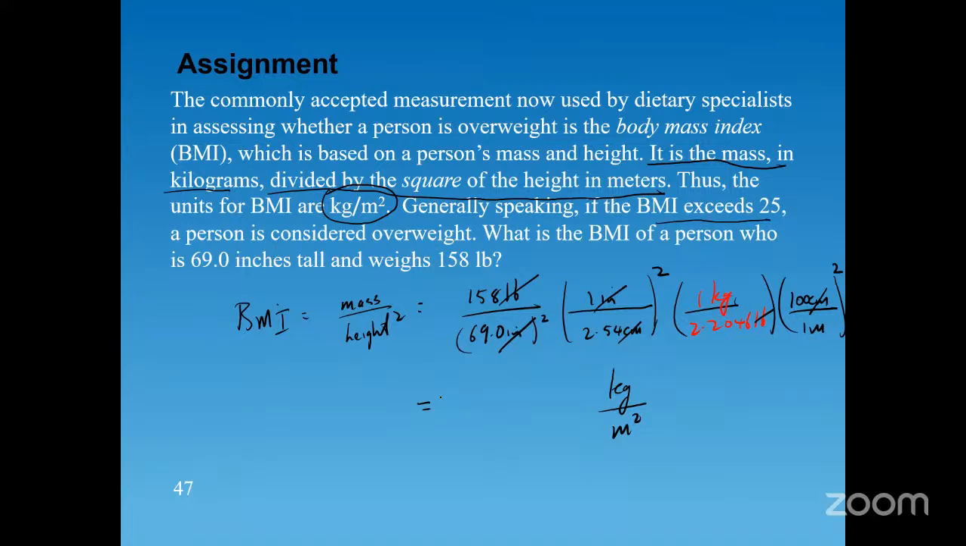So all we have to do now is the number crunching, 158 divided by 69 squared. And then I'm going to multiply or divide by 2.54 squared, divide by 2.2046, and then multiply by 100 squared. And according to my calculation, this will be equal to 23.3 kilograms per meter squared.